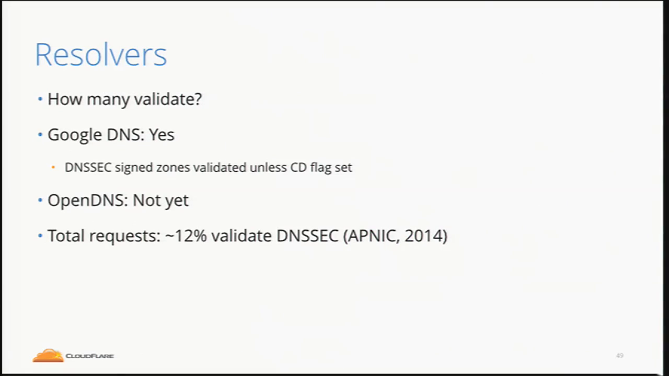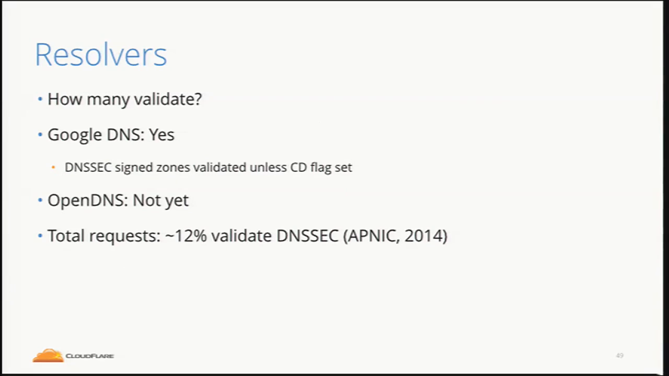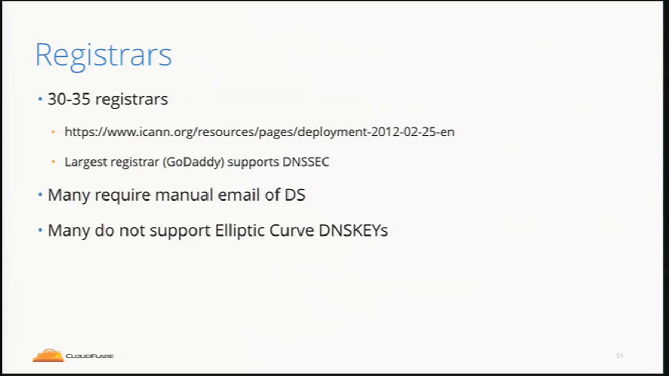And what about the resolvers? Did they validate? Well, Google DNS, yes, they validate. Unless you set a specific bit saying don't check, called CD, which is checking disabled, then yeah, they'll validate it. OpenDNS, not sure if they will or not, but they've mentioned it in the past. APNIC has done a survey, and they have this chart right here, which is great, which describes how many of the requests over DNS are asking for DNSSEC. And this is all the way up to 12%, compared to 1 year ago when it was down at 9%. So this is actually growing pretty well.